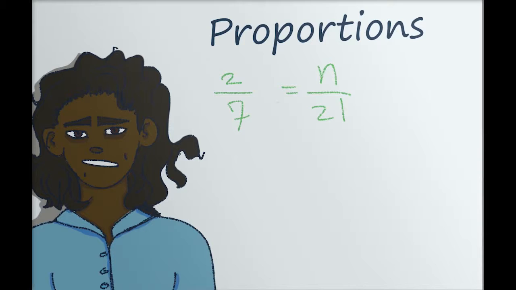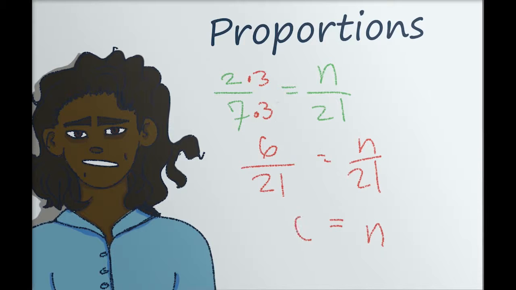So, how we solve this problem is we have to multiply 7 by 3. I hope you all made the connection that 7 times 3 is equal to 21. So that's what you need to multiply by to get a common denominator. From there, you just solve and you have 6 over 21 is equal to n over 21, which makes it safe to say that n is equal to 6.